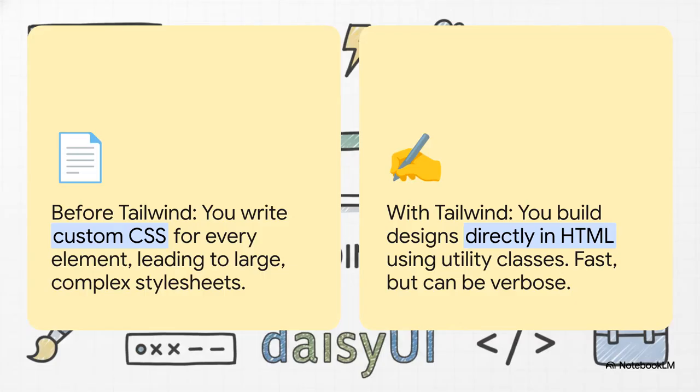And this right here, this perfectly captures the trade-off. Before Tailwind, you were stuck writing custom CSS for every single element, which led to those giant bloated style sheets. With Tailwind, you build your designs right in your HTML, which is incredibly fast. But it introduces a new problem. Your code can get super verbose and kind of cluttered with these really long strings of classes.